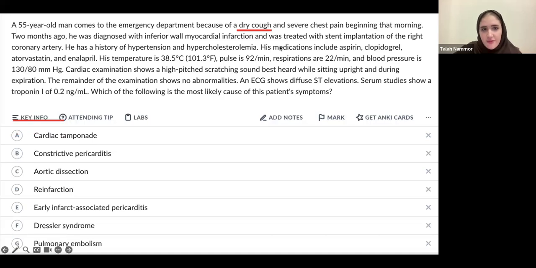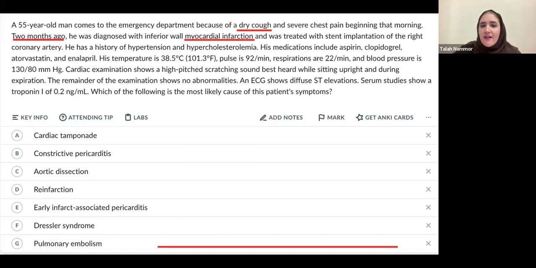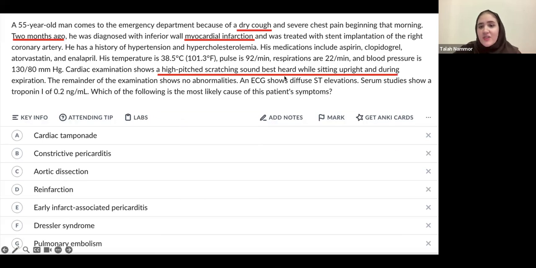So we have a dry cough, and two months ago he had an MI. We have the scratching sound best heard while sitting upright and during expiration. What do you guys think it is? And when we checked the ECG, we saw diffuse ST elevation. It's two months after, so Dressler or constrictive pericarditis. Because it's two months after, I think we would think of Dressler, right?